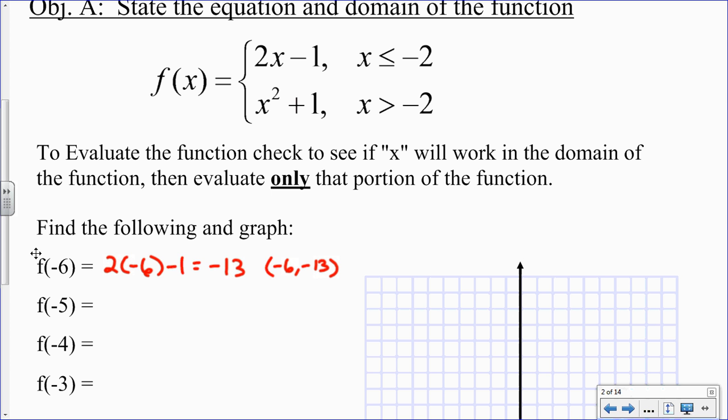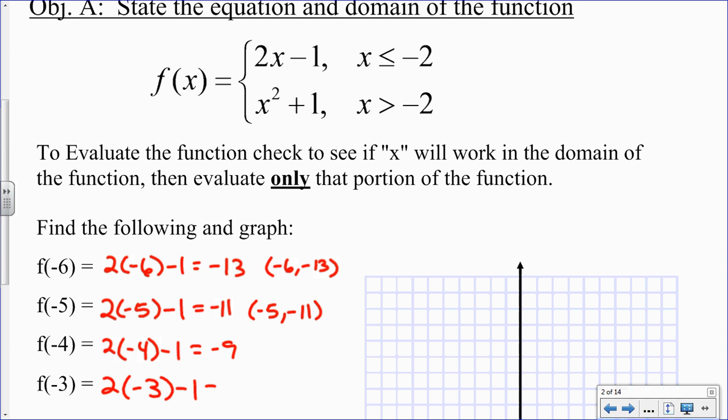Okay, what about -5? Top or bottom? Top. Okay, that is -11. So then that's the point -5, -11. -4, top or bottom? Top. -9. Okay, what about -3? Top. -7.